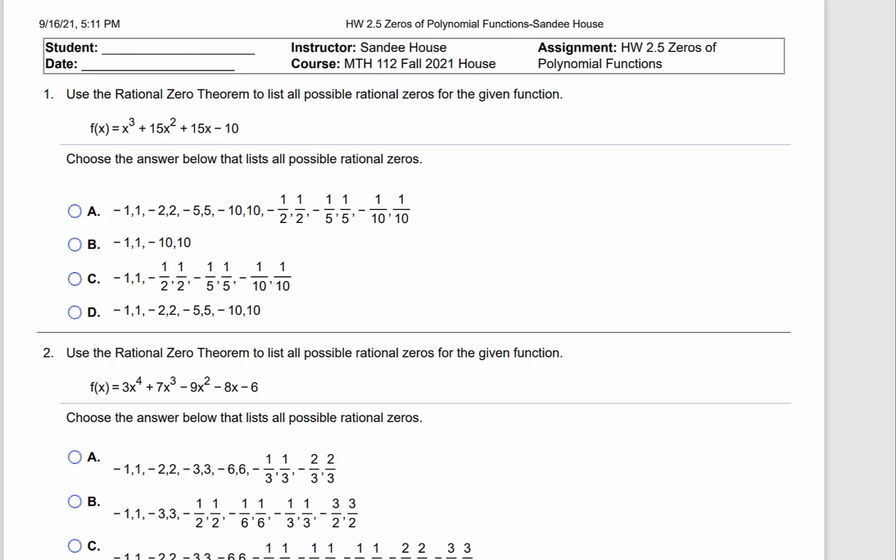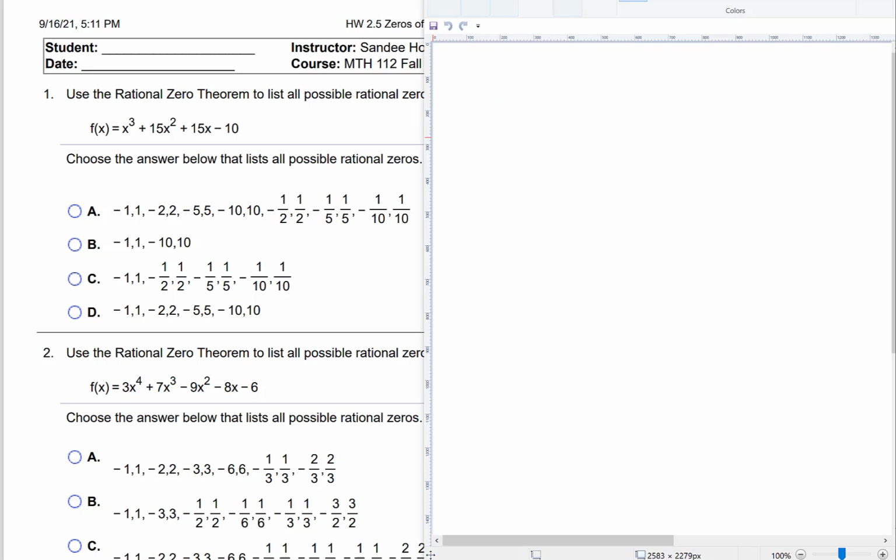Let's go over the homework problems from 2.5. Number 1, use the rational zero theorem to list all possible rational zeros for the given function. f of x equals x cubed plus 15x squared plus 15x minus 10.